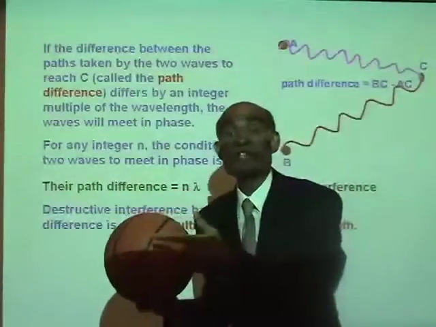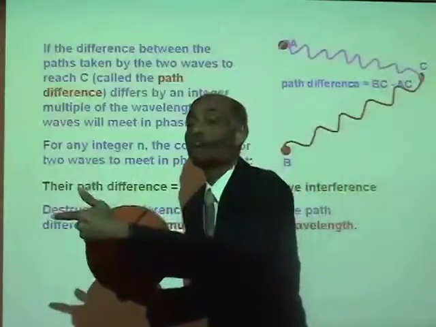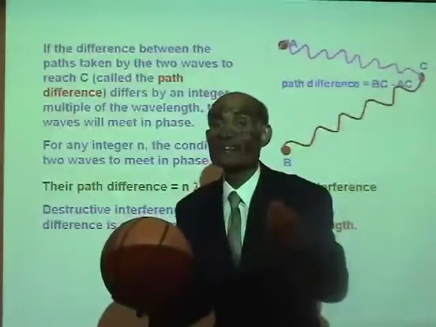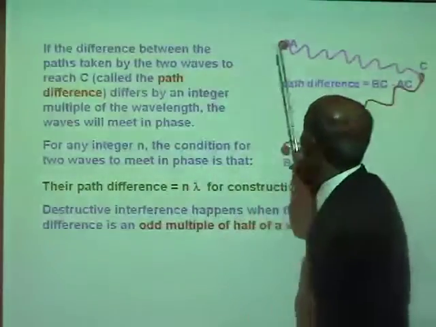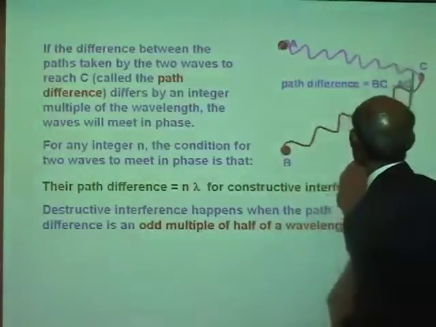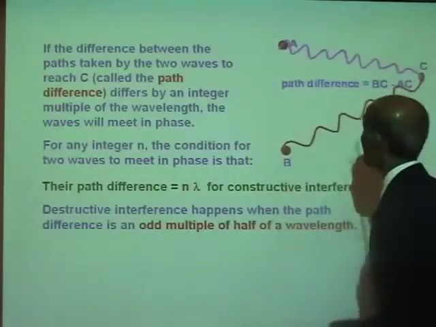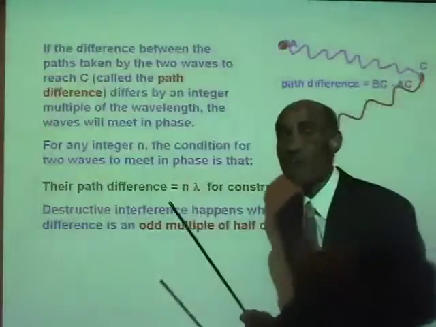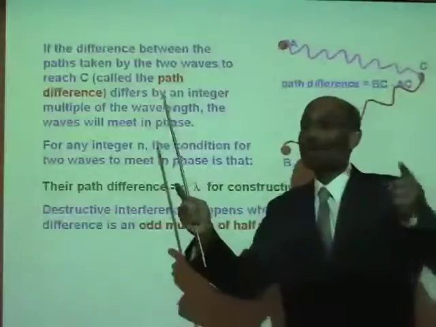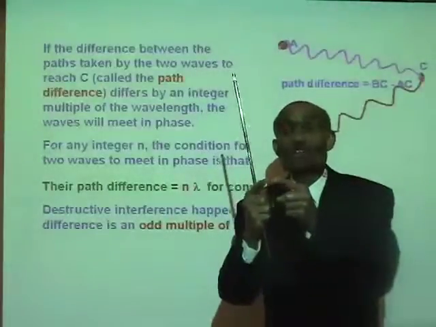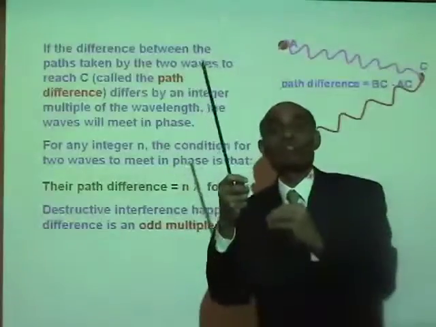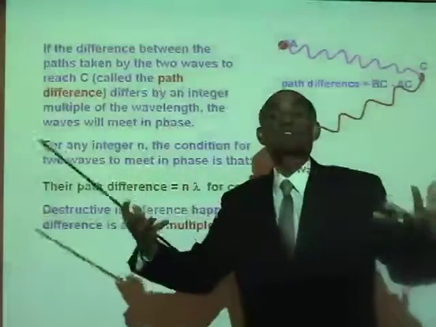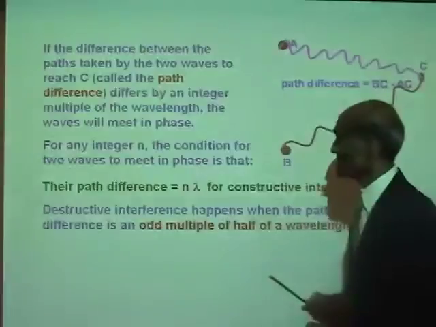A phase difference of pi means the particle has completed half a vibration. Half a vibration, how much is the energy advanced? Half a wavelength. That means if the difference between the paths from A and B is half of a wavelength, then when they arrive at C, they are going to produce displacements completely opposite of each other. They are destructive. You get destructive interference.